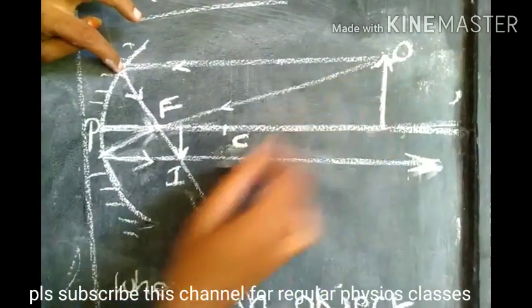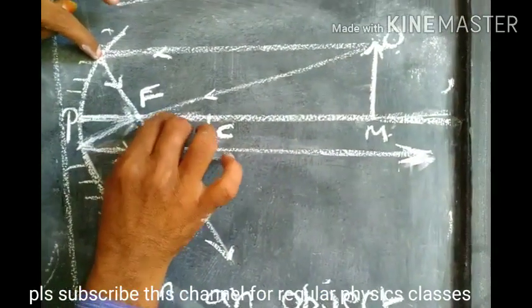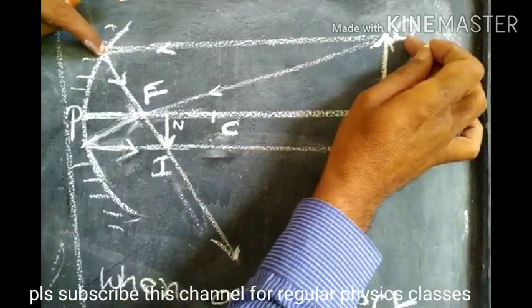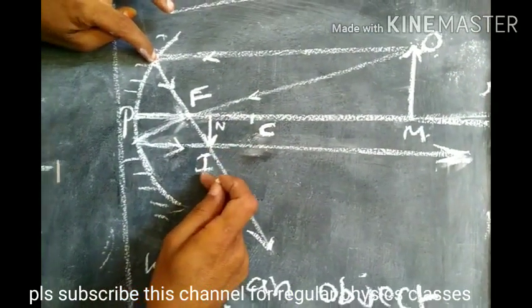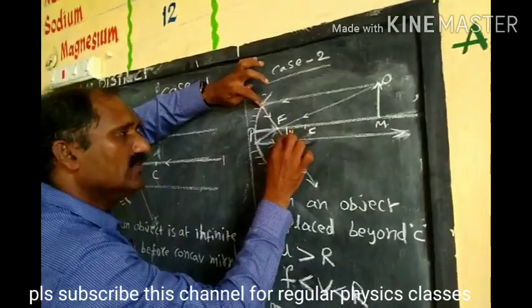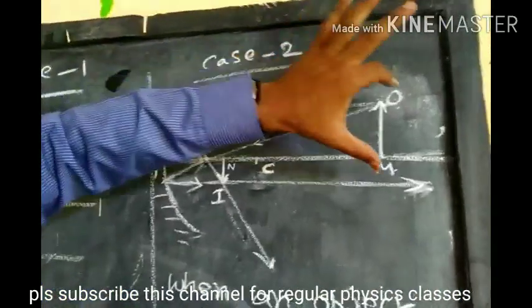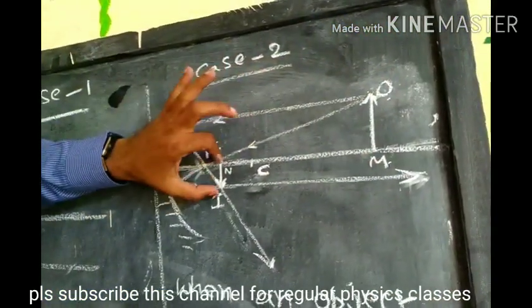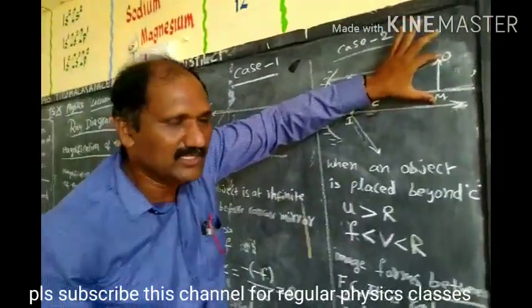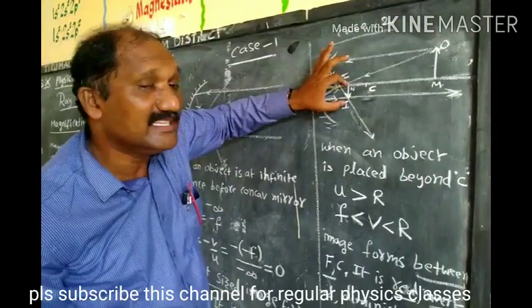This is O, this is I. Here MO is the object, NI is the image. The top of the object is O, and the top of the image is I. Now joining these two we get the image. We know that MO is bigger and NI is smaller. MO is bigger means the object is bigger and the image is smaller.